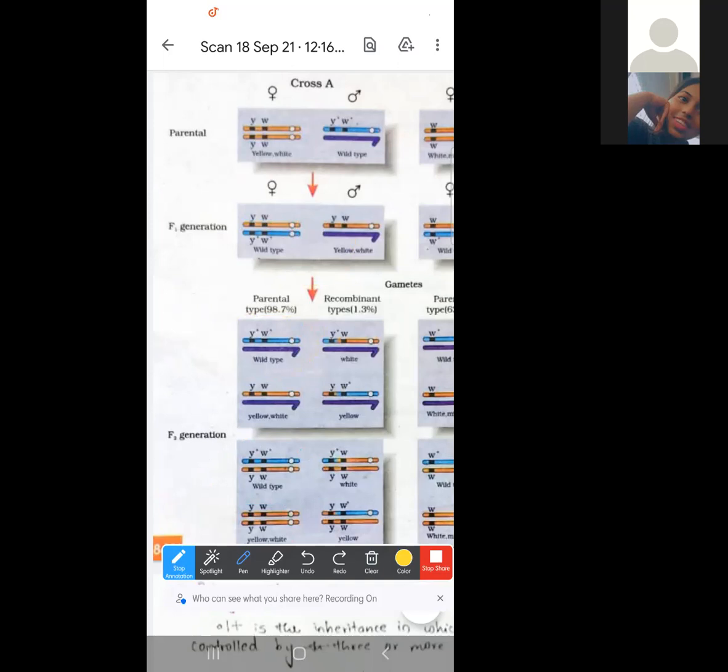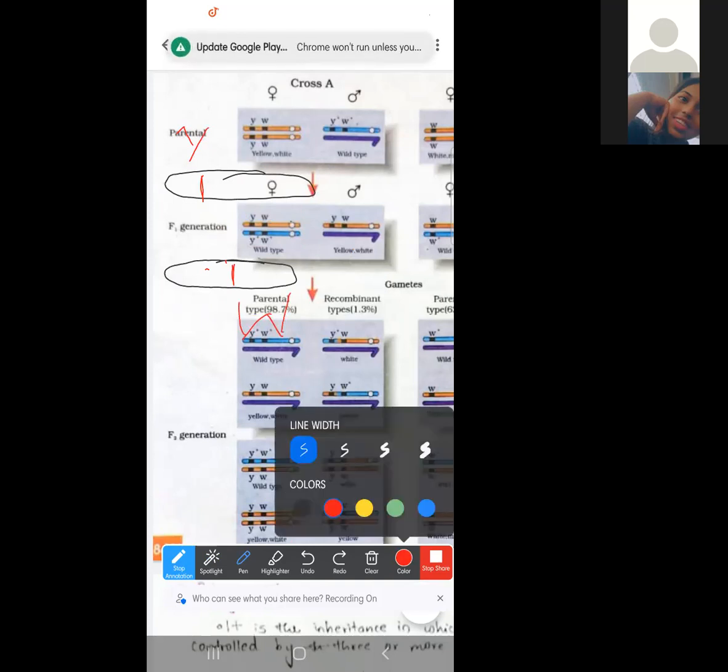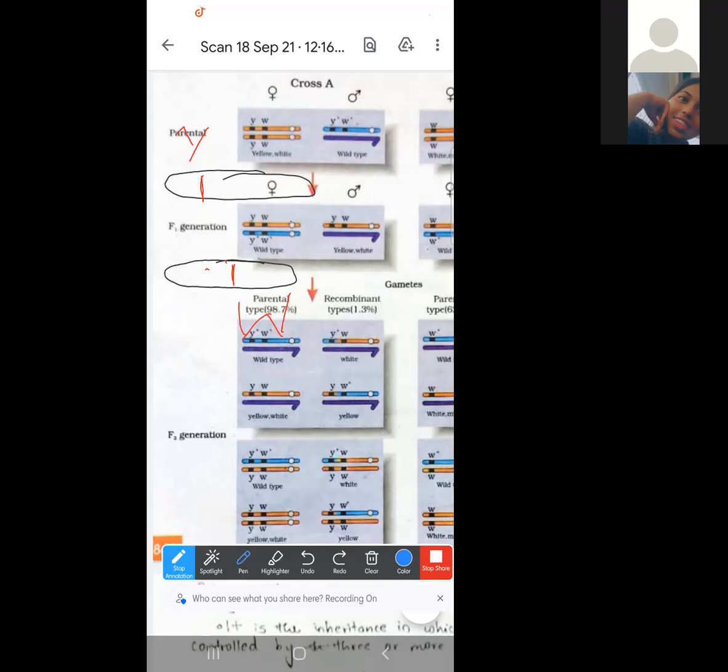So basically what happens, let's see. These two recombine. Which two? These two have recombination. Therefore, what do we get? What we get is this is Y and this is W. Next, we got this, which is Y plus, and this, which is W plus.